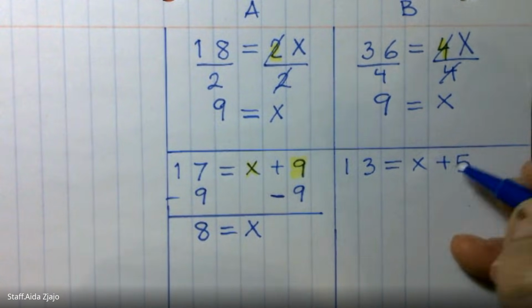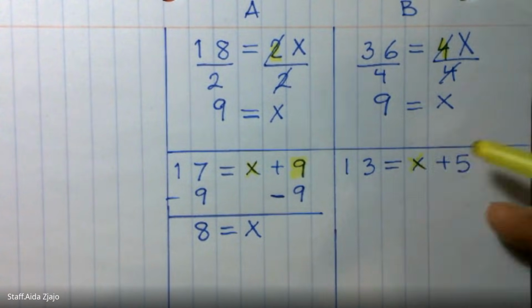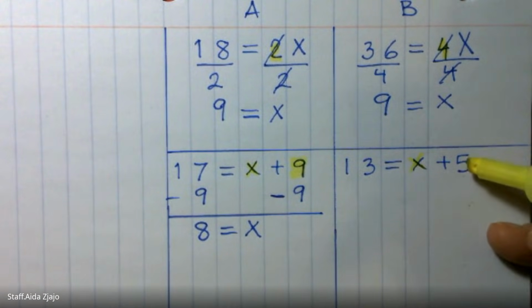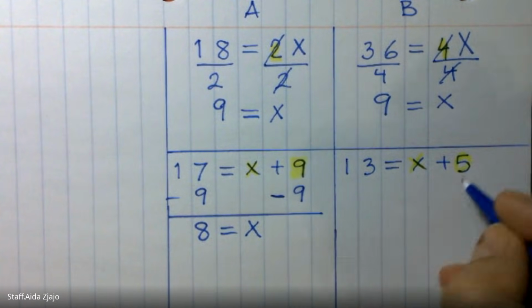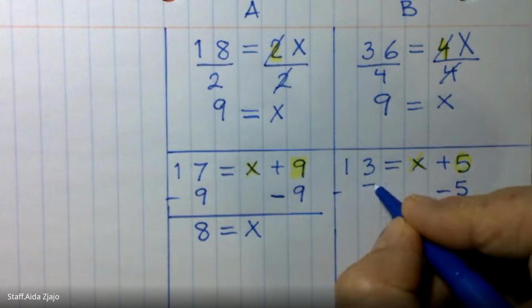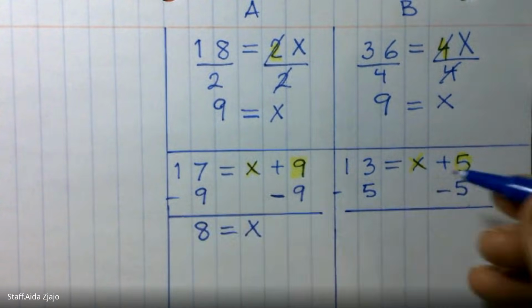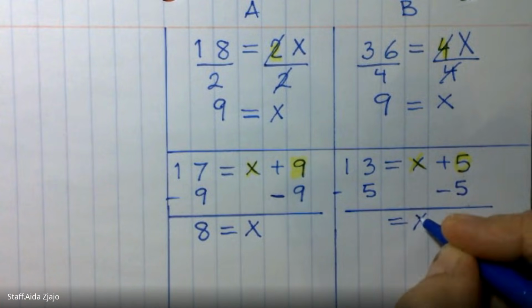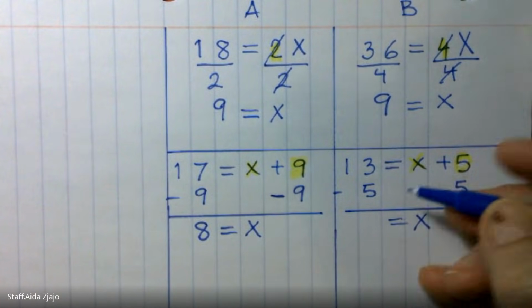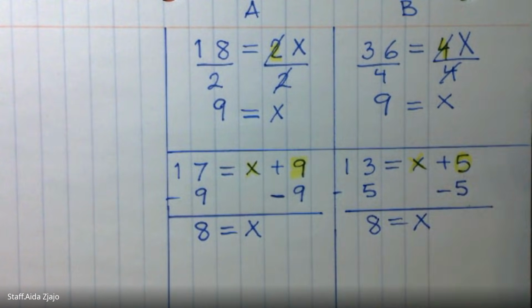If we do this one, we realize that on one side of the equation we have x and 5 more. So when we subtract 5 on both sides of the equation, we will get what x is. And x is 13 minus 5, which is 8. So both are correct and both are the same, A and B.